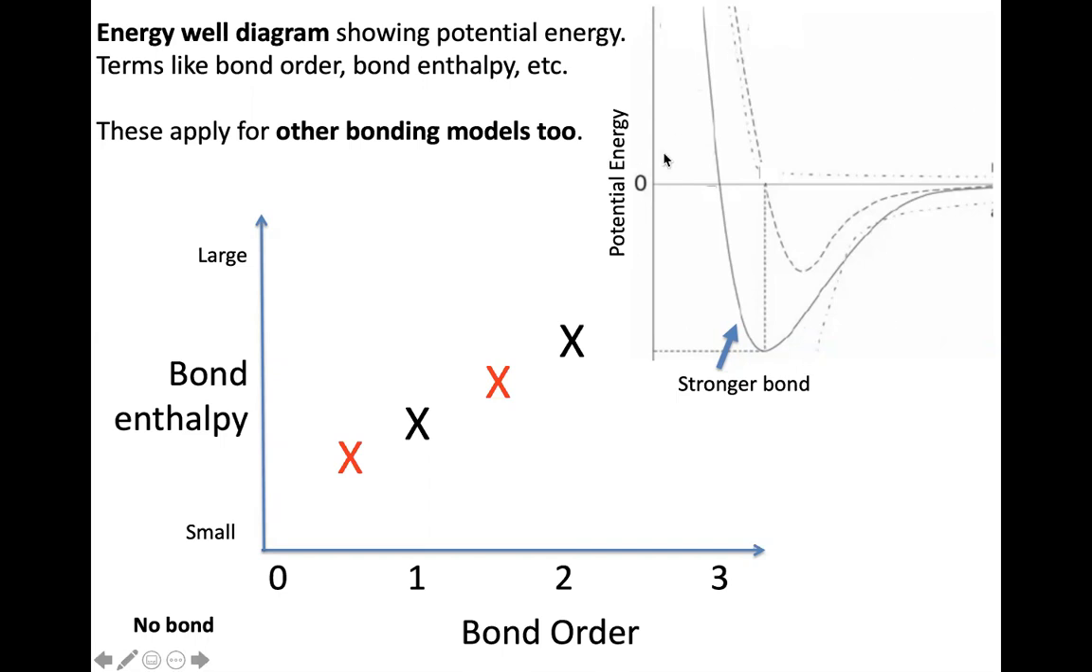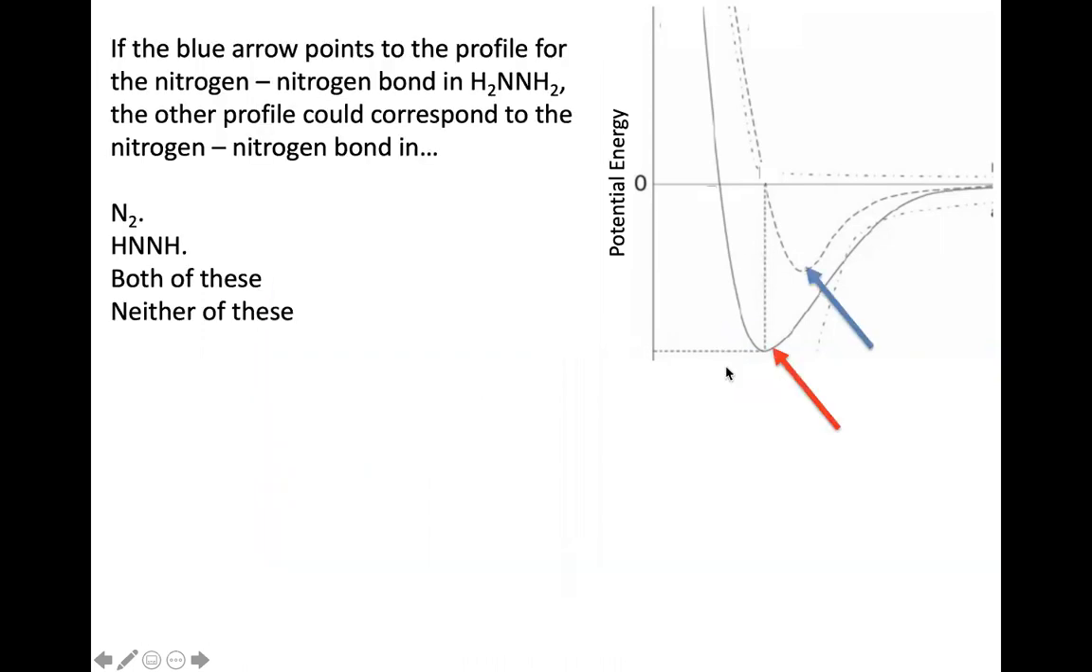Very typical exam question. Notice if I have two different profiles here, I'm calling this line right here, the solid line, I think that's corresponding to a stronger bond. I'm seeing a greater bond enthalpy value. It's a deeper well. It's a shorter bond. All of those ideas are coming together if I compared the solid line with the dashed line. And when I say it's relevant for other bonding models too, let me ask you a question about that.